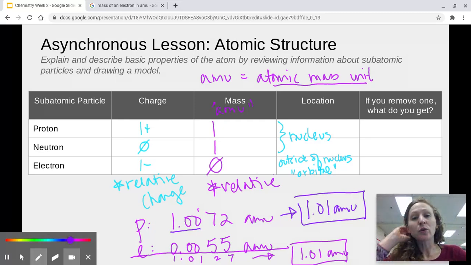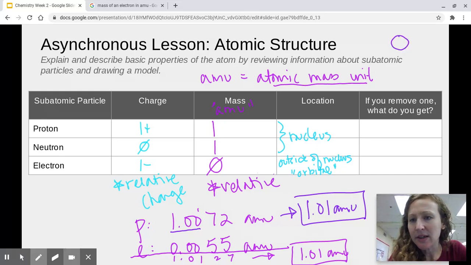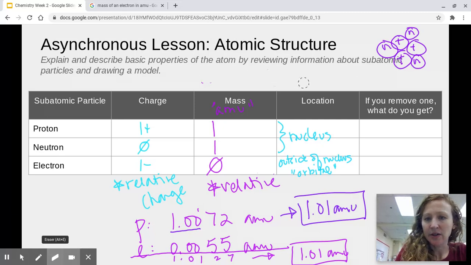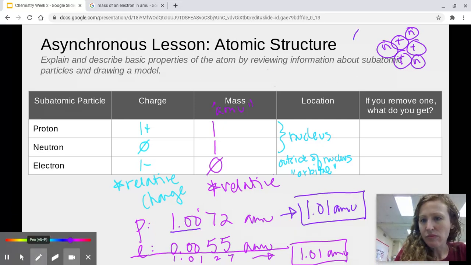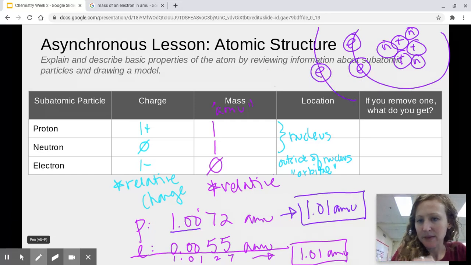All right, so if you remove a proton from carbon, let's say we have carbon 6. Is this a good one? Let's use lithium. Okay, let's use lithium. So lithium has 3 protons. Lithium has 3 neutrons. And lithium has 3 electrons. Okay, so let's start with this. All right. So there is my model of lithium.